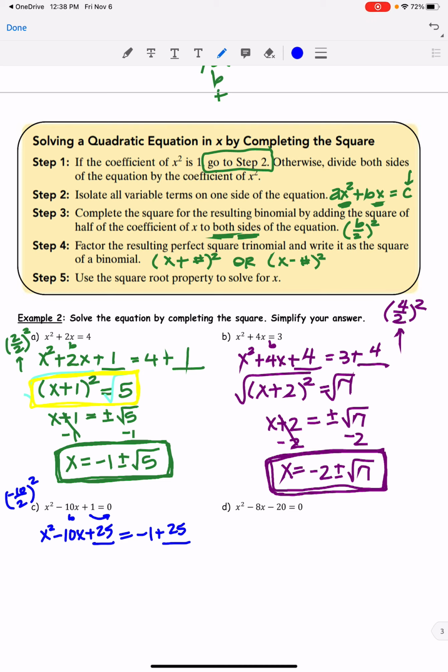So factor the left, simplify the right. What multiplies to a positive 25 and adds up to a -10? That's going to be -5 and -5. And again, that's what you have here in parentheses, right? -10 divided by 2 is -5. So I've got x minus 5 quantity squared equals 24. Use your square root property.